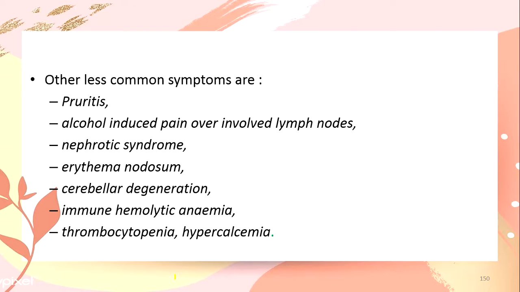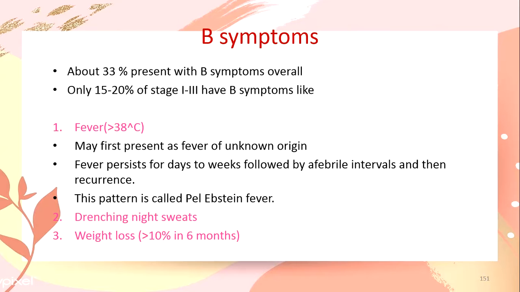There are several other symptoms. B symptoms include fever more than 38 degrees, drenching night sweats, and weight loss. The fever is characteristic and is called Pel-Ebstein fever. Fever may first present as fever of unknown origin, persists for days to weeks, followed by afebrile intervals and then recurrence. This is called Pel-Ebstein fever.